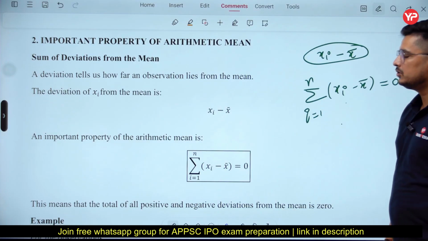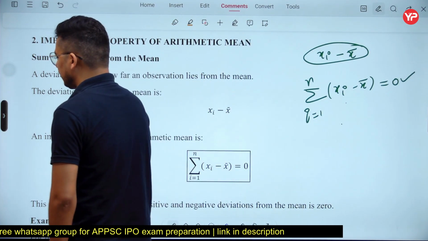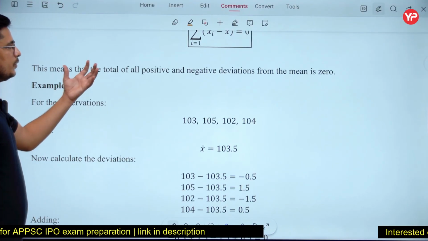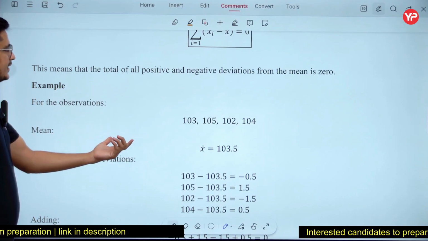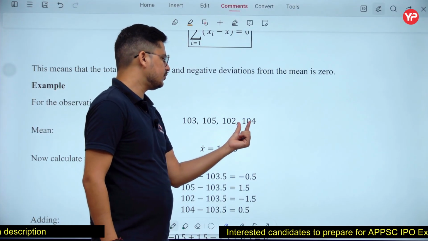So sometimes we can use this property to find missing values inside the given data, right? We will do questions on that one. To understand that, we will take an example. Let us take that you have the data 103, 104, 5, 102, 104.